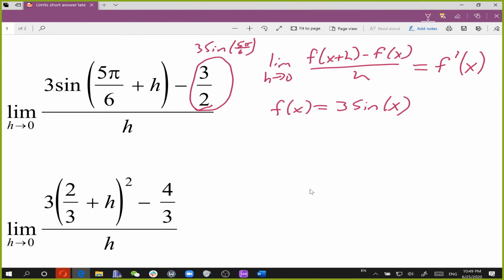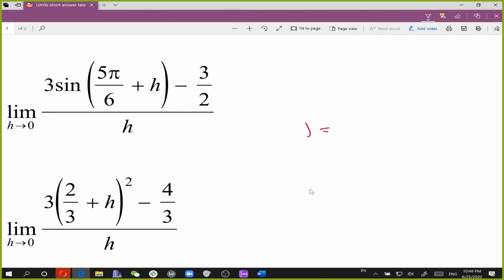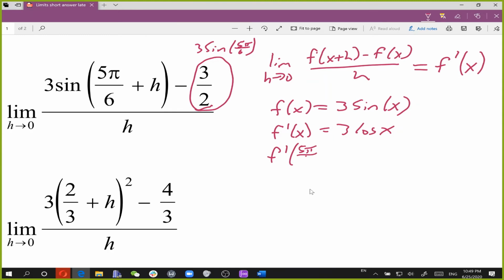Because this is in the formal definition of a derivative form, we should be able to just derive this function: f prime of x is equal to 3 cosine x, and then plug in my x value to get our answer, 5π/6. So this is 3 times the cosine at 5π/6. I'll write it like this, because that's too many parentheses. The cosine at 5π/6 is -√3/2. This is 3 times -√3/2, which is -3√3/2 for our final answer.